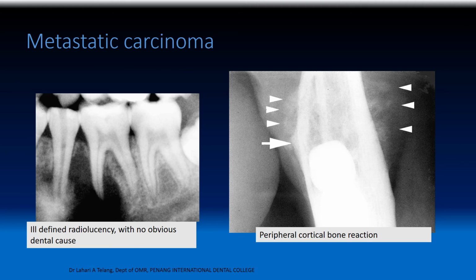Even if there is a metastatic carcinoma to the jaw, it is again very difficult to differentiate what type of metastasis it is, or whether it is a primary tumor of the jaw or a metastatic carcinoma. They would appear on similar lines to any malignancy in the jaw, with ill-defined radiolucencies and no obvious dental causes, or appearance with periosteal reaction of the bone, and cortical bone having ill-defined radio-opacifications, which do not look benign.